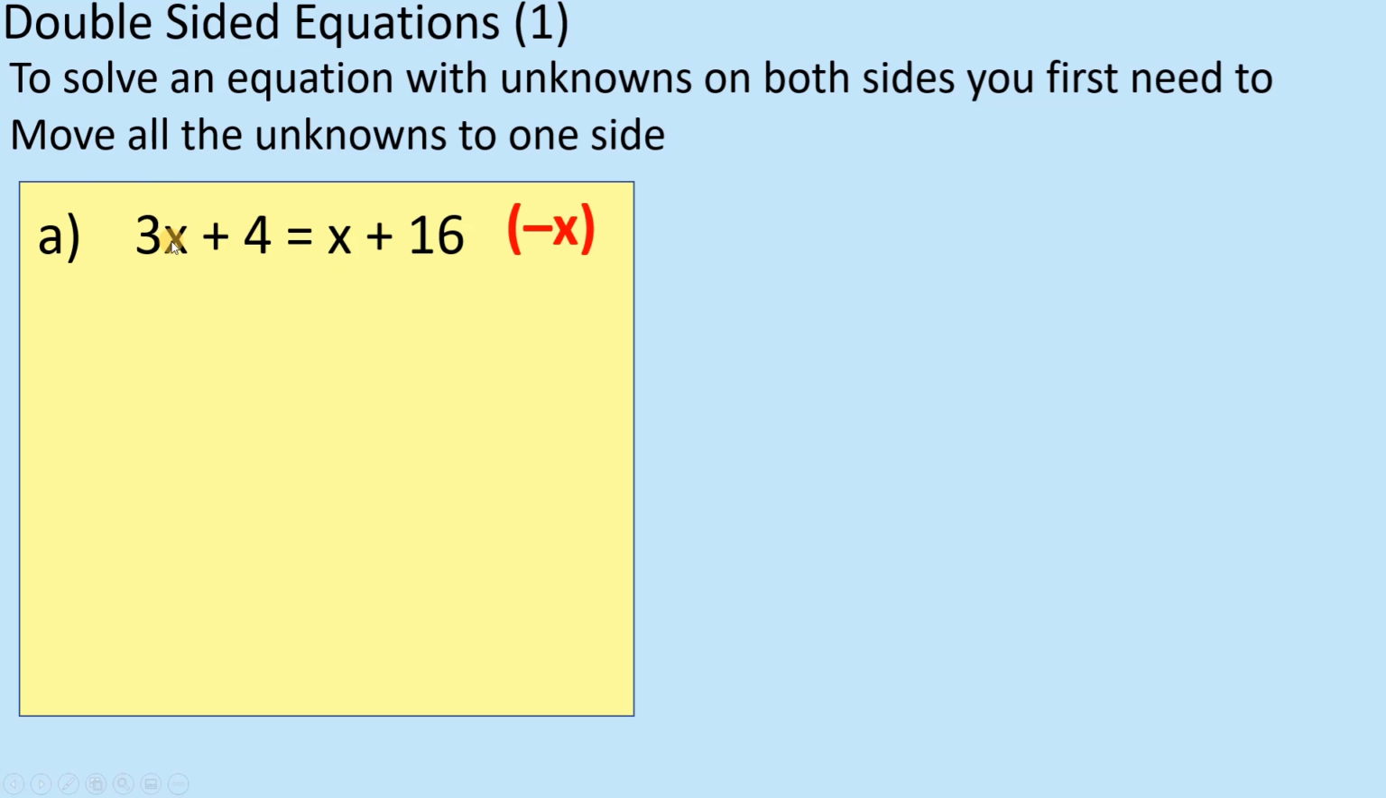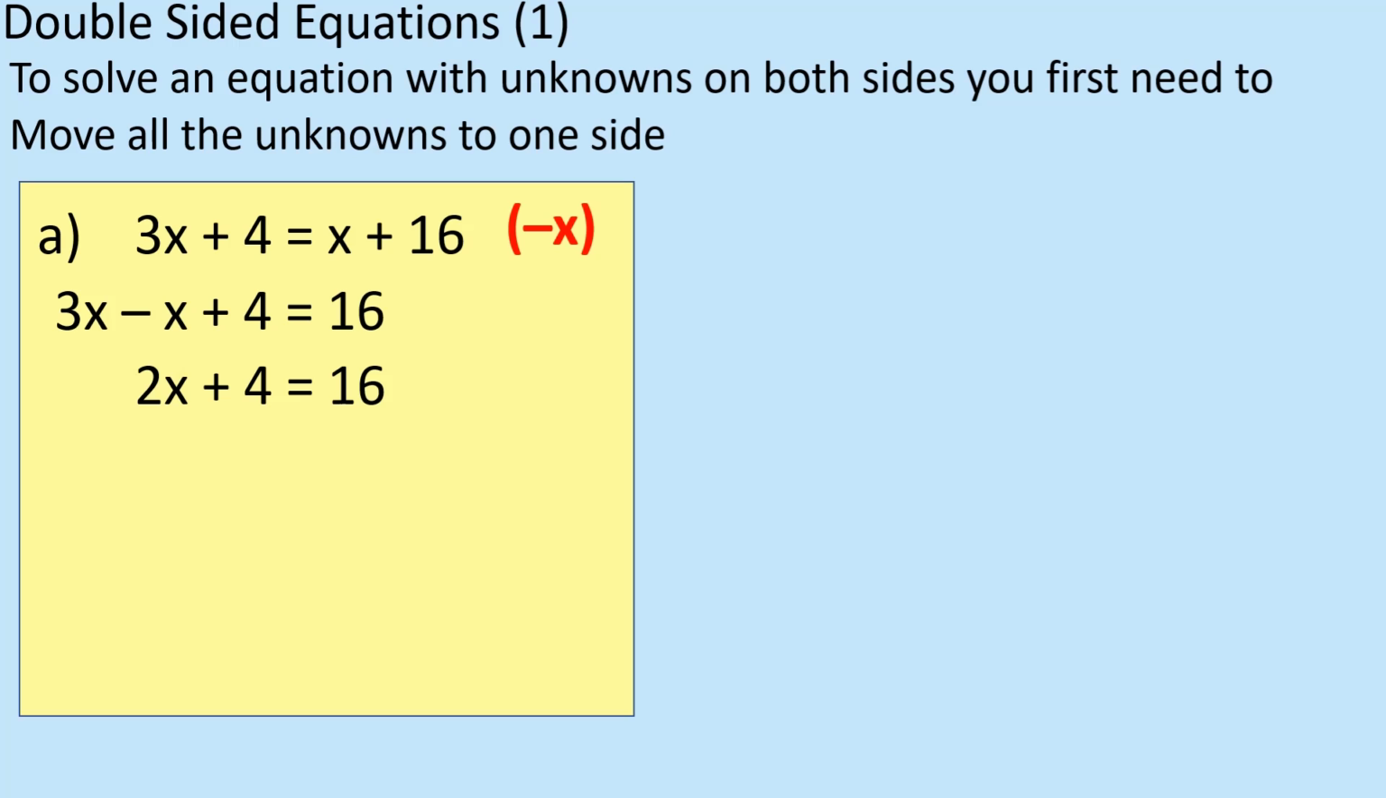So I am taking away an x from this side, which is going to give you 3x minus x plus 4 is equal to 16. So that's going to become 2x, isn't it? Because it's 3x, take away another one, which gives you 2x plus 4 is equal to 16. That's my first step. I've moved all my x's onto the left-hand side. Step one, tick box, done.